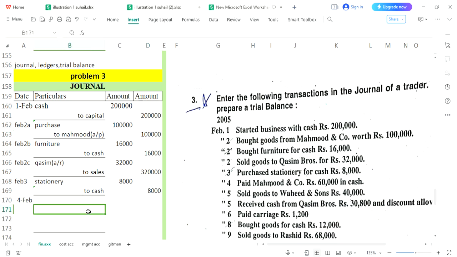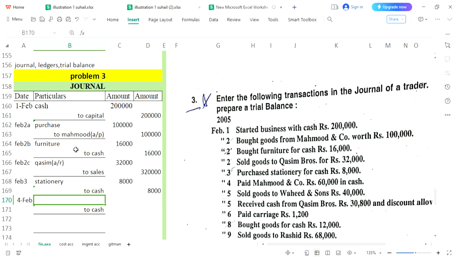Since we are paying, it means cash is going out. Cash is your asset. Cash in hand is decreasing. That means asset is decreasing. Decrease in asset should be mentioned on credit side. So you are going to mention cash on credit side because you are paying to whom? Mahmood. You are paying this cash to Mahmood.